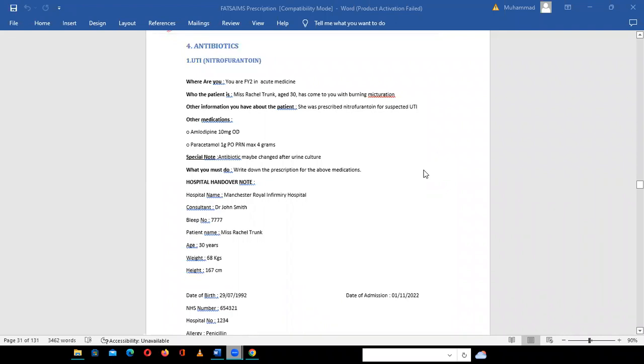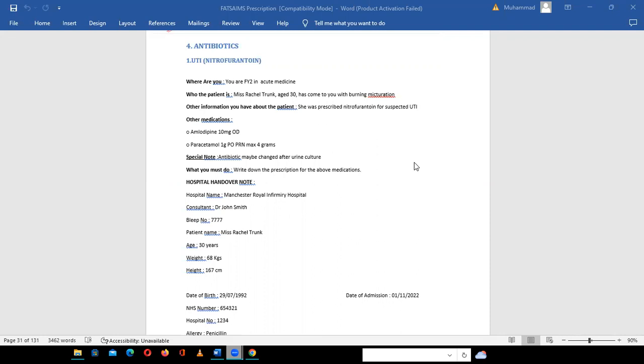You are FY2 in acute medicine. Who the patient is? Your patient is Miss Rachel Crunk, and she is 30 years old. She has come to you with burning micturition. Other information you have about the patient is she was prescribed nitrofurantoin for suspected UTI. So it's a case of suspected UTI. She has not been diagnosed, but on the basis of presenting complaints, we are prescribing antibiotic to her.